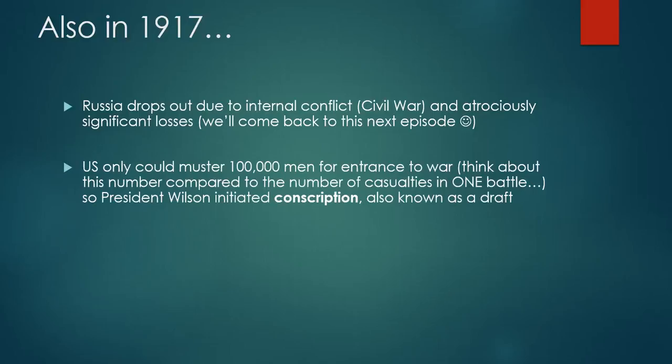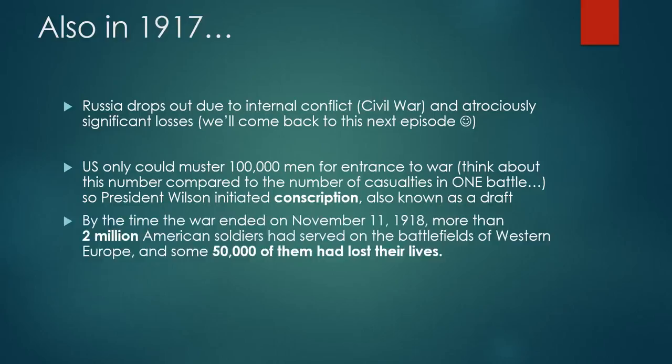So in 1917, the U.S. could only muster up 100,000 men for entrance to war. So think about this number. That's about 1/3 of the people that died on one side of one of the battles of the war. So President Wilson initiated conscription, which is also known as a military draft. That means men were randomly selected to go to war, and this was the first time this was done.